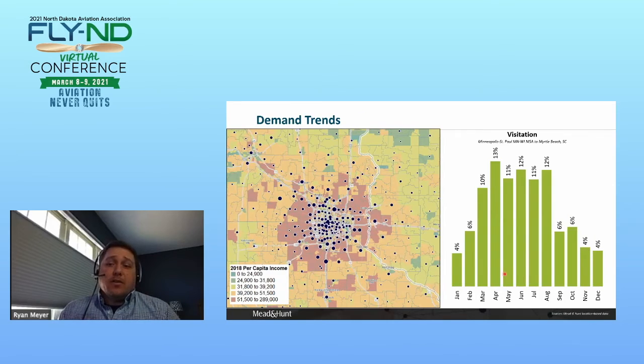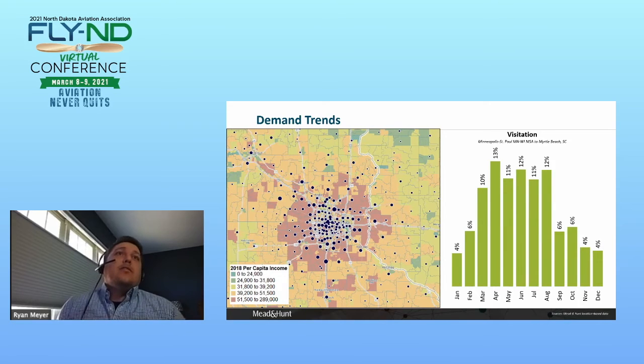And also we have all this census data available, so you can start running things back and say, okay, who went to Myrtle Beach? How much money did they make? What was their income? Where did they come from? You can start to get a lot more information on the demand and the trends.